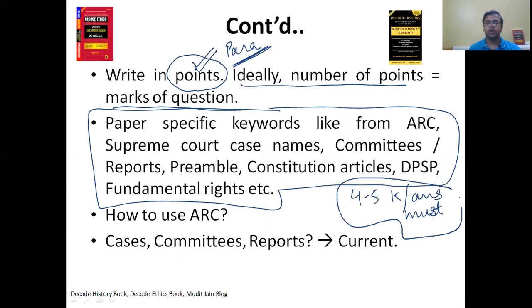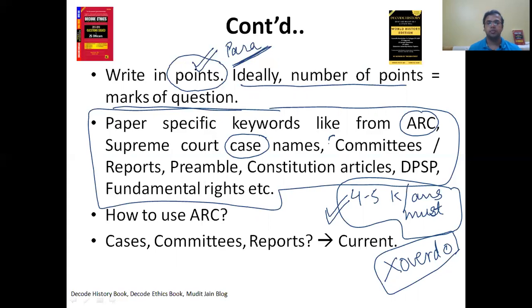Still, one caution: do not overdo. When you overdo, it appears mechanical. It will clearly tell the examiner that all you are trying to do is write keywords which often do not make sense. So write keywords but maintain a fine balance. So you have to write keywords from ARC, Supreme Court cases, committee names, reports, preamble, constitution articles, DPSPs, fundamental rights, fundamental duties, etc. Now, let me tell you how to.